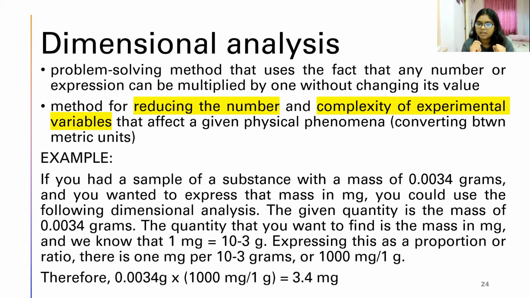We know that 1 milligram is equal to 10 to the power of negative 3 gram. Expressing this as a proportion or ratio, there is 1 milligram per 10 to the power of negative 3 grams, or 1000 milligrams divided by 1 gram. So in order to find the milligrams, we just have to multiply 0.0034 gram with 1000 milligram divided by 1 gram. So we cancel off the unit gram there and we get 3.4 milligram.